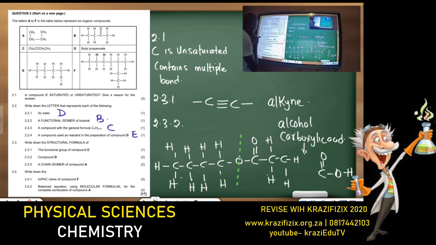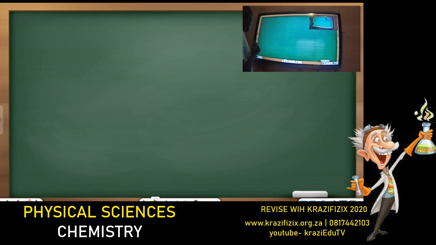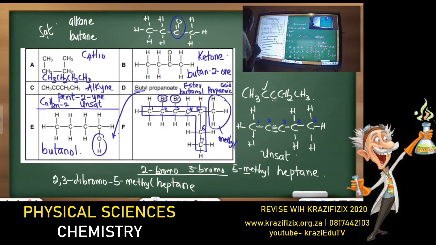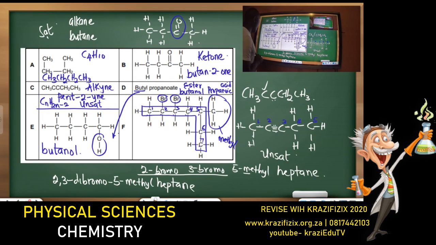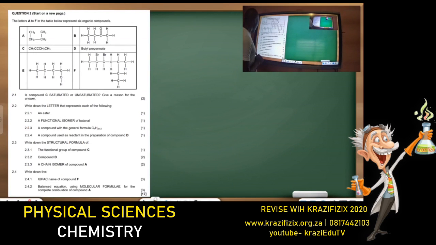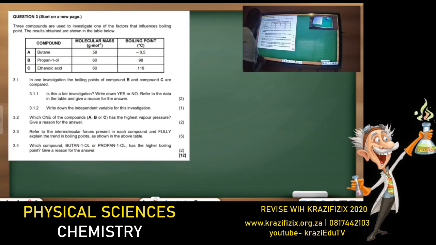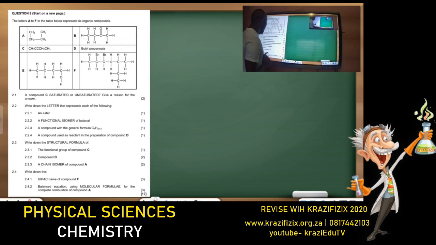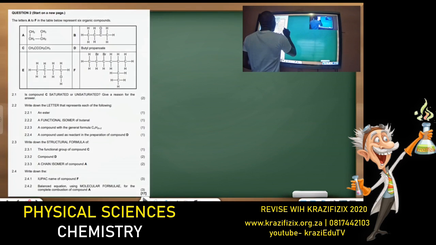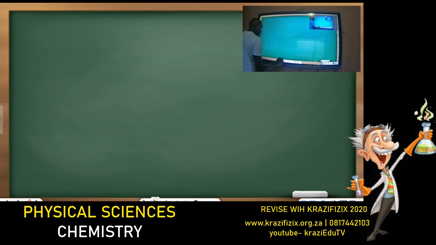All right, a chain isomer of A. What is A? What did we say A is again? Let's just go back. Our A is butane. A is butane. We want a chain isomer of butane. Let's quickly define what a chain isomer is. All right, I'm just going to take this out. Let me take this out quickly. All right, doesn't want to move. It's fine. Oh, okay.